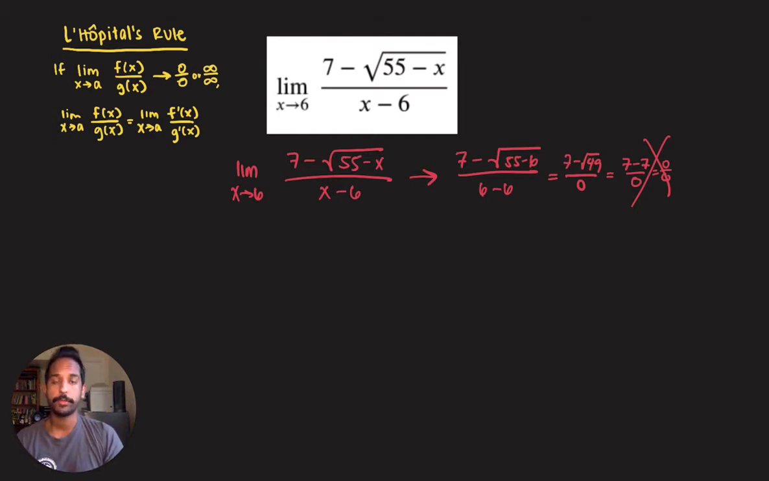But what we do know is, because of L'Hopital's rule, we can find the derivative of the numerator and the derivative of the denominator, and then we can find the limit. So now we can say this equals the limit as x approaches 6 of, and the derivative of the numerator, it's going to be negative, and I'm going to do that on the side.